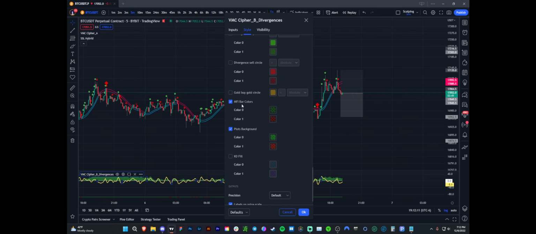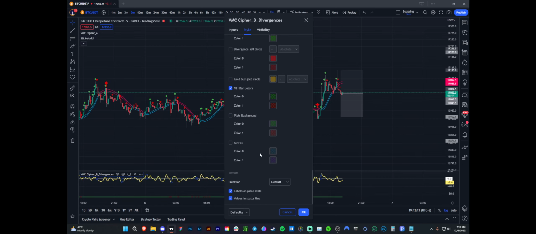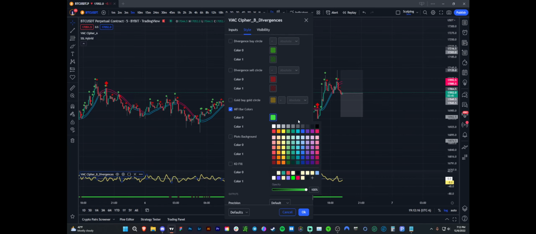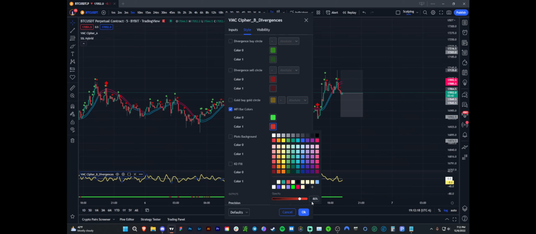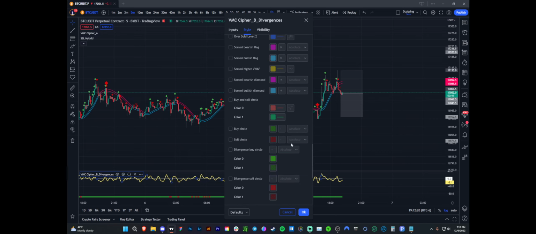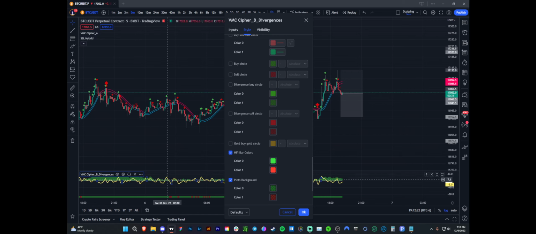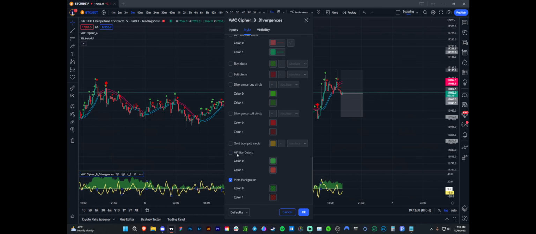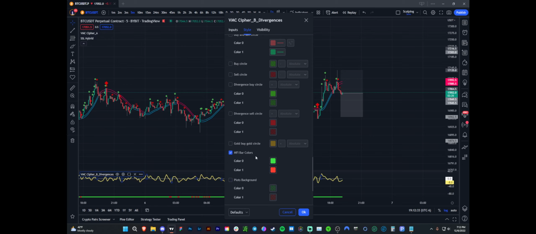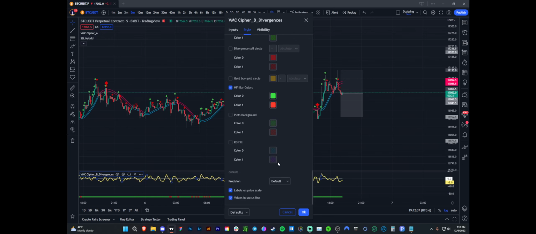And what we're going to want to keep is these MFI bar colors. Turn off plot backgrounds, and then I like to turn up the opacity because that's all we're using. Theoretically, these plot backgrounds you could keep on if you want. It shows the depth of the money flow. I personally don't need that, so I just turn it off because all I want to see is if the money flows in the red or if money flows in the green.